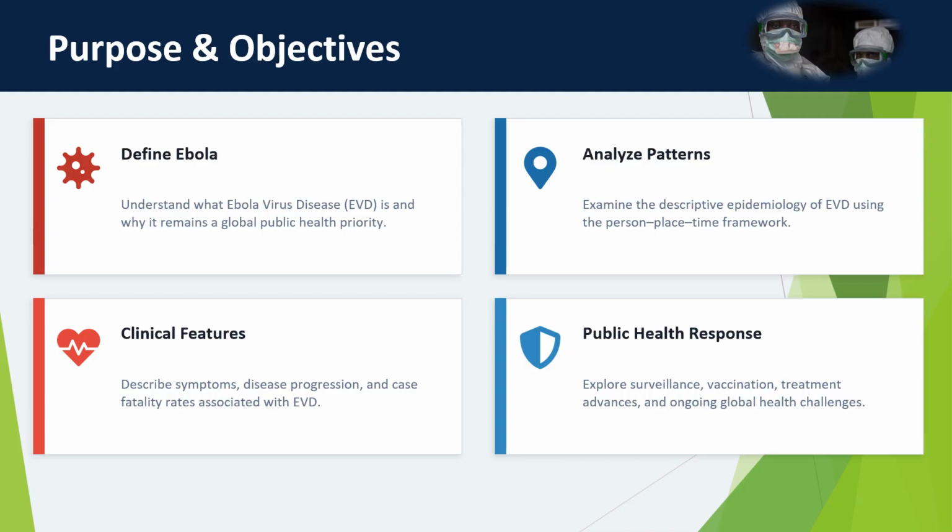The objectives of this presentation are fourfold. First, we'll define Ebola virus disease and explain why it remains a critical global public health concern. Second, we'll analyze its epidemiological pattern using the descriptive framework of person, place, and time. Third, we'll examine the clinical characteristics of the disease, including how it progresses and how deadly it can be. And fourth, we will explore how the global public health community has responded to Ebola outbreaks, including vaccination efforts and ongoing challenges.